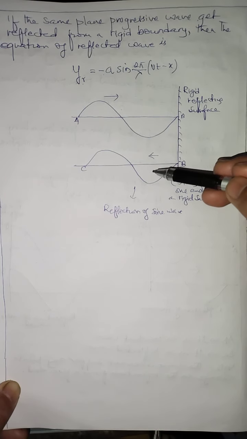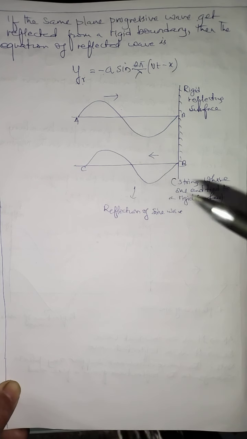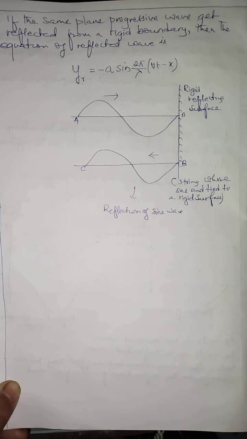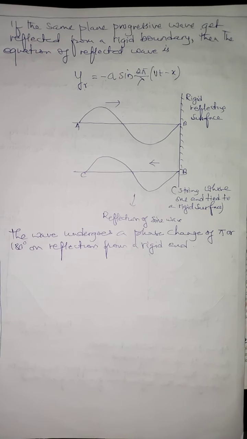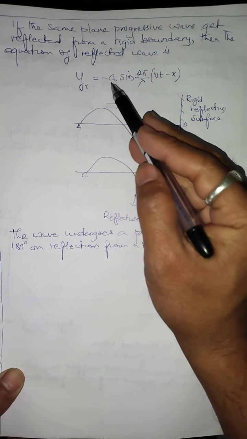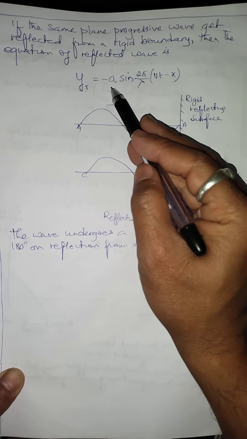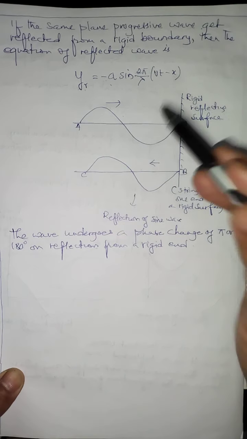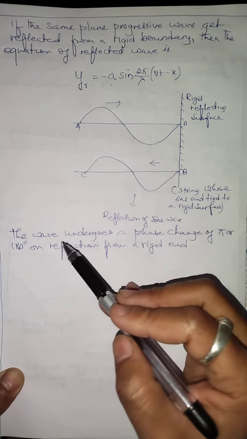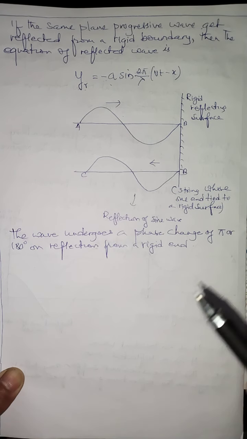Okay. This side displacement is positive, this side displacement is negative, which means the displacements in which the waves are propagating are opposite to each other. So what is the difference in the phase? 180 degrees, or pi radians. That's why you can see in the expression of this yr there is a minus sign. And this minus sign, as I said, indicates that the wave undergoes a phase change of pi, or 180 degrees, on reflection from a rigid boundary or rigid end.